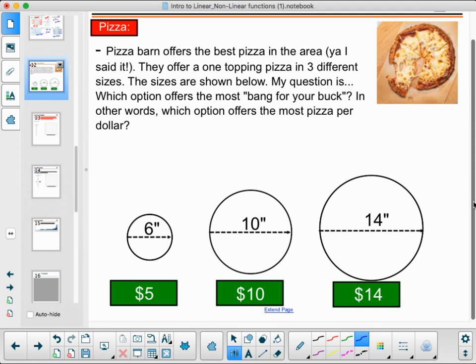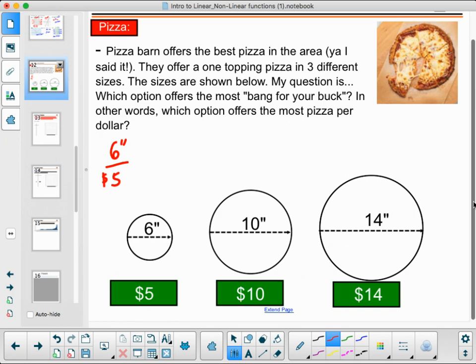Now, the most popular response, I should say, is the 6-inch pizza, because when you think about it, you get 6 inches of diameter for $5. That's a ratio of 6 inches of pizza per $5.